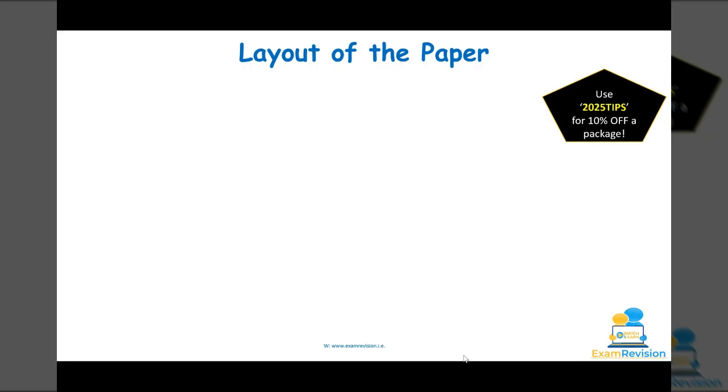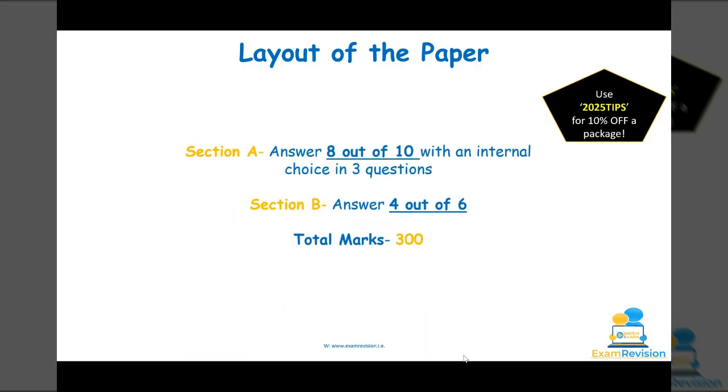So we'll jump straight into the layout of the paper. Section A is the same, the paper's been the same as in the last couple of years with exceptions. So in Section A, you're going to answer 8 out of 10 short questions. Within that, you've got an internal choice within 3 questions. So that means you'll answer part A and then B or C in 3 questions.